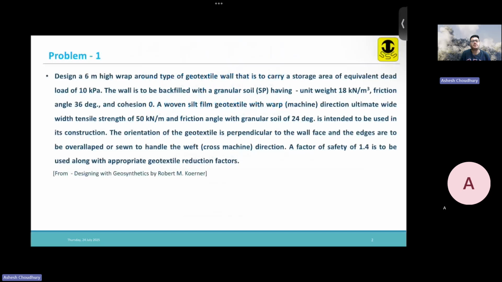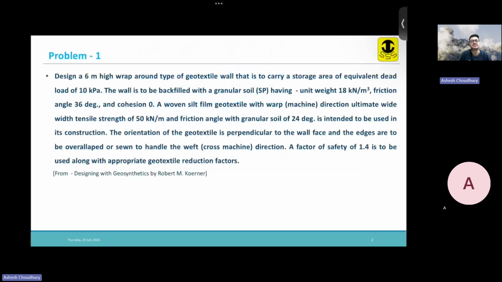The wall is to be backfilled with a granular soil, SP, which means poorly graded sand, having unit weight 18 kilonewton per meter cube, friction angle 36 degrees, and cohesion 0. The unit weight is 18 kilonewton per meter cube and the cohesion is 0, but the friction angle is very high, that is 36 degrees. Obviously we always have to choose a backfill with a very high friction angle. That is our requirement.